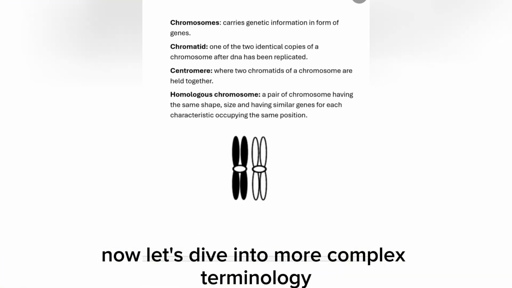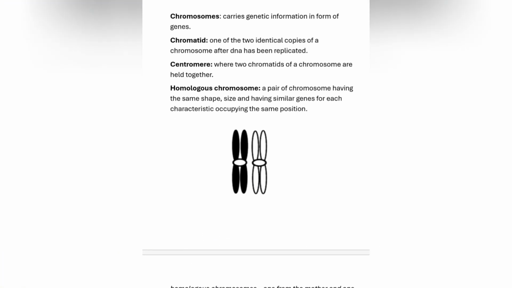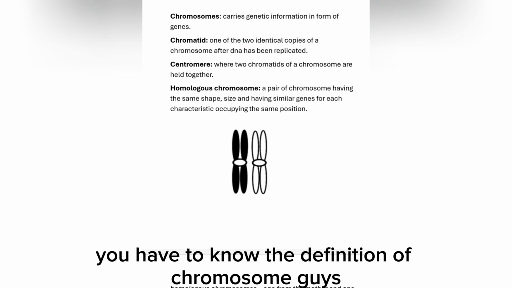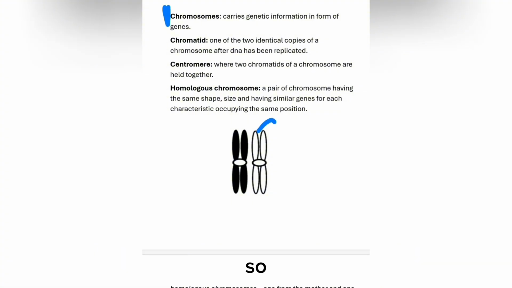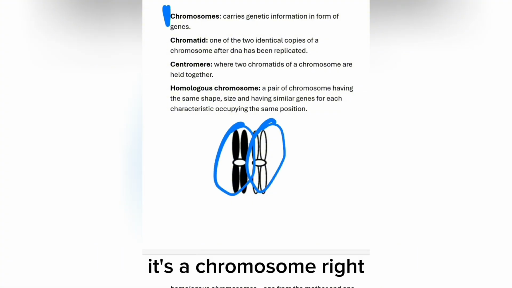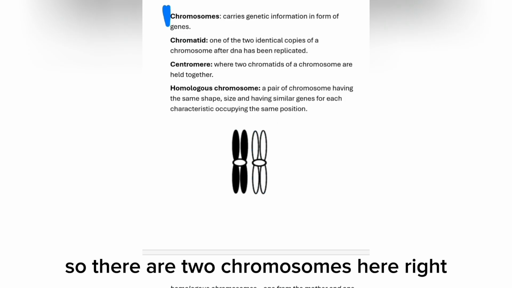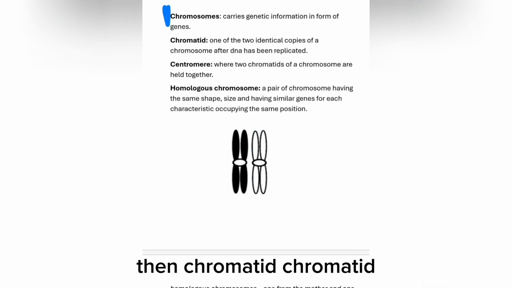Now let's dive into more complex terminology. Chromosomes. You have to know the definition of chromosome, guys. So a chromosome carries genetic information in the form of genes, right? So this whole here is a chromosome, and this part here is a chromosome, right? So there are 2 chromosomes here, right? There are 2 chromosomes.